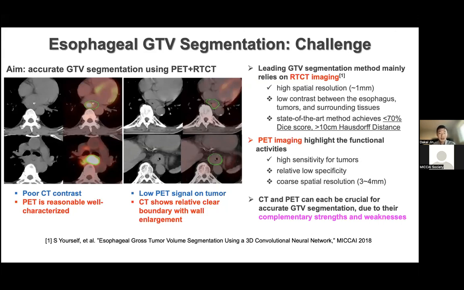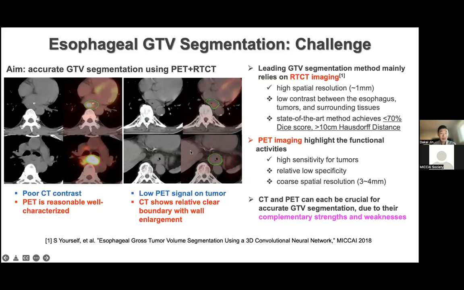It can highlight the tumor activities, which gives it a high sensitivity for tumors. However, it also has low specificity. There will be false positive signals in the muscles or nearby lymph nodes or even the heart. And the PET also has poor spatial resolution.